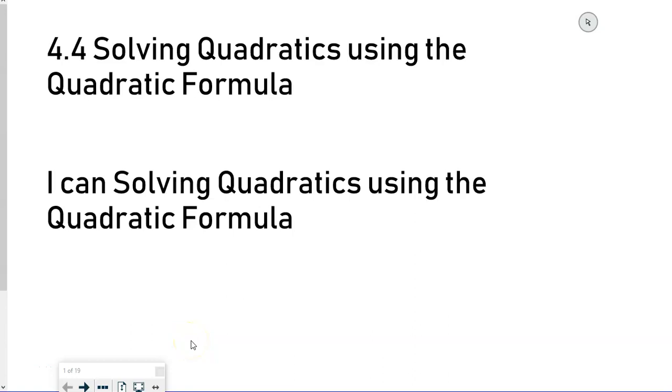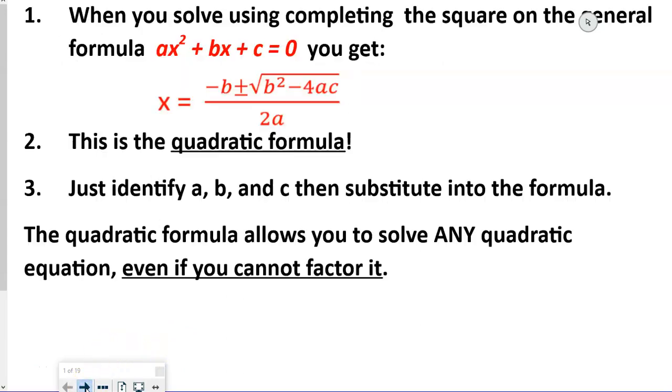So in today's lesson, we're going to solve quadratics using the quadratic formula, which is something you guys learned in Algebra 1. So hopefully it's not going to be an overwhelming task today. When you solve using completing the square on the general formula ax squared plus bx plus c, you get the formula x equals negative b plus or minus the square root of b squared minus 4ac all over 2a.